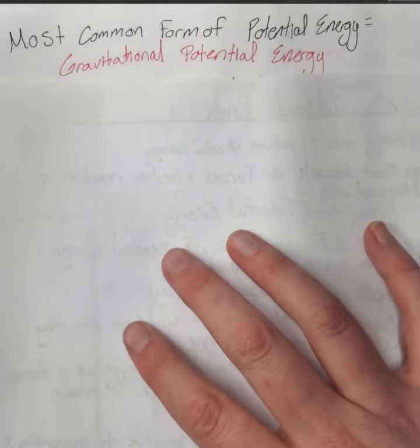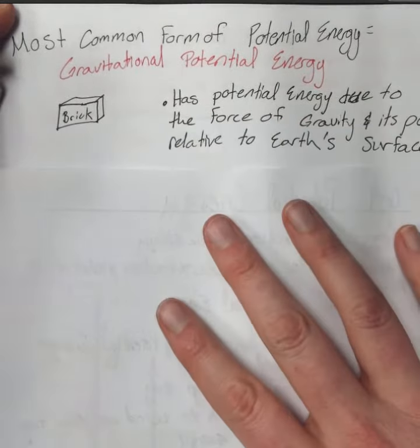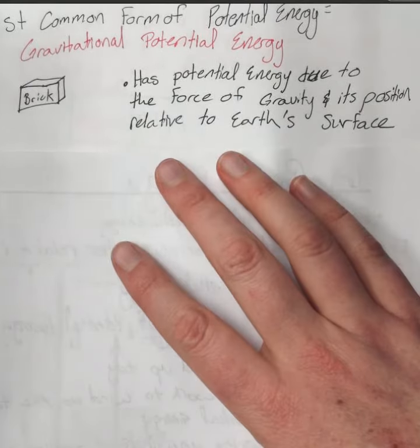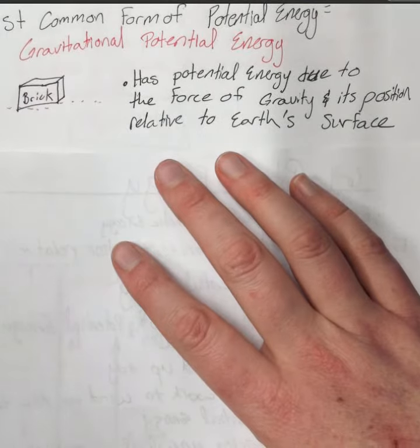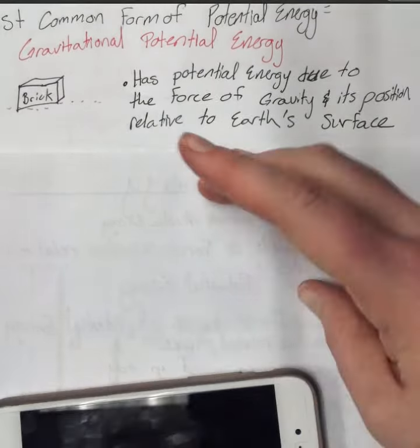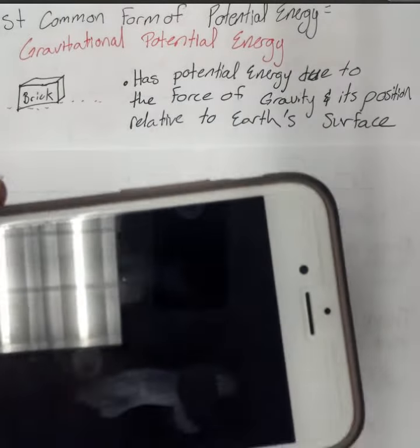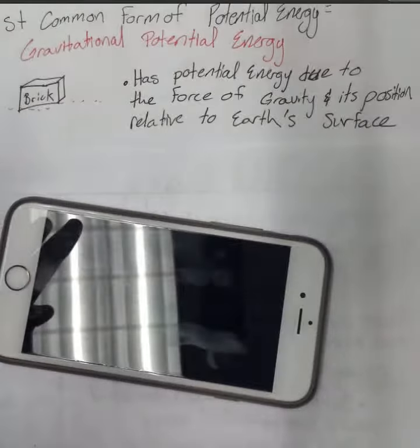The most common form of potential energy is gravitational potential energy. Take this brick, for example, which has potential energy due to the force of gravity and its position relative to the Earth's surface. If the Earth's surface were right here, much like setting a phone down on the surface of a table, relative to the surface of the table, it doesn't appear that there is any potential energy. However, if you raise an object up relative to a surface, now it has the potential to do some work because it can move.